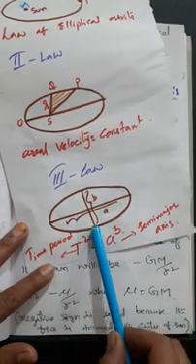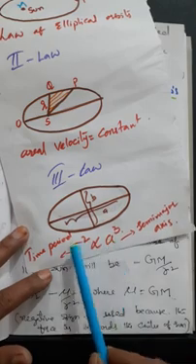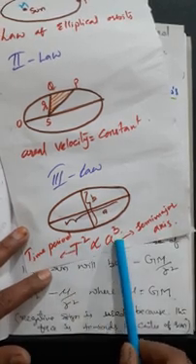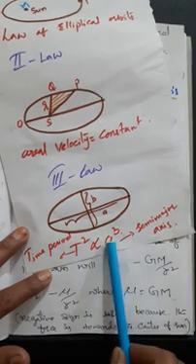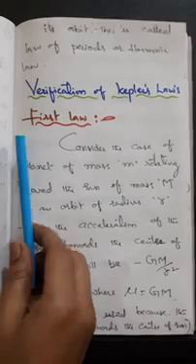We know that the ellipse has two axes, the semi-major axis and the semi-minor axis. The semi-major axis is a. So here we have to prove that the square of the time period is proportional to the cube of the semi-major axis. This is the third law. To prove this, first of all we have to consider the first law.